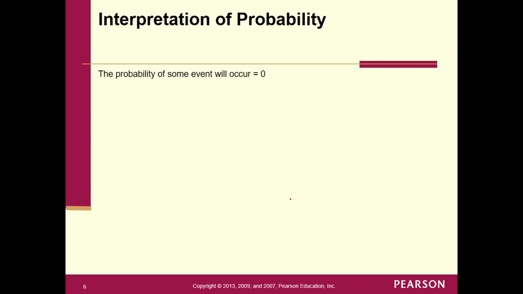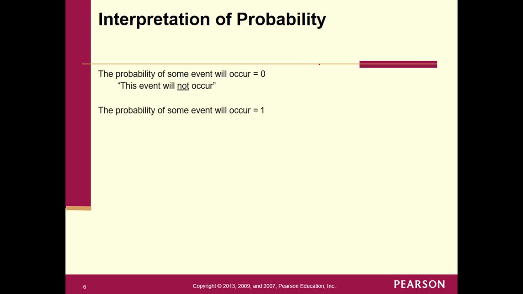All right, so let's do some interpretation of probabilities. So the probability of some event will occur, let's say it turns out to be 0. What does that mean? Let's go to the one extreme. The probability of some event occurring is 0. What does that mean? It's a very concrete thing. This event will not occur. It cannot occur. If it's 0, it will not occur. It can't happen. It's a very concrete thing.